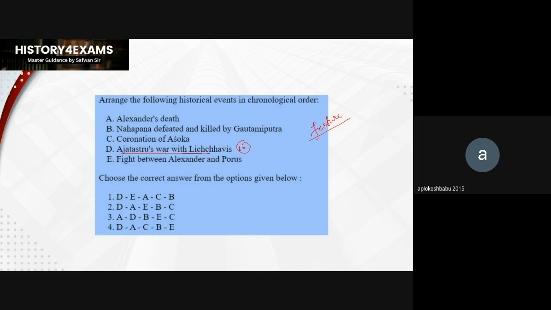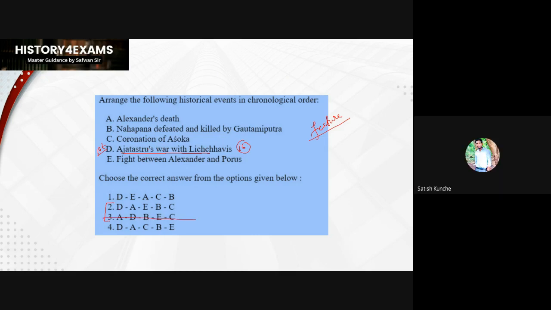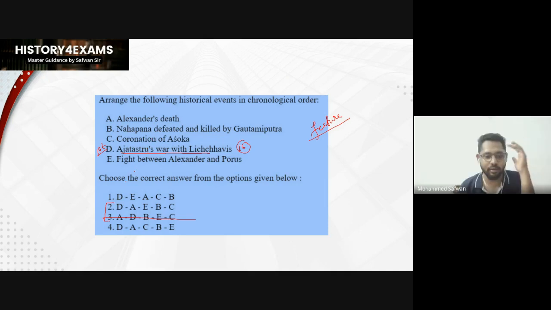Next comes the fight between Alexander and Porus, then Alexander's death. So the first one will be Ajatasatru's war with the Lichchhavis. So you can eliminate the other options, and the answer will be option 1. The first option will be Ajatasatru.